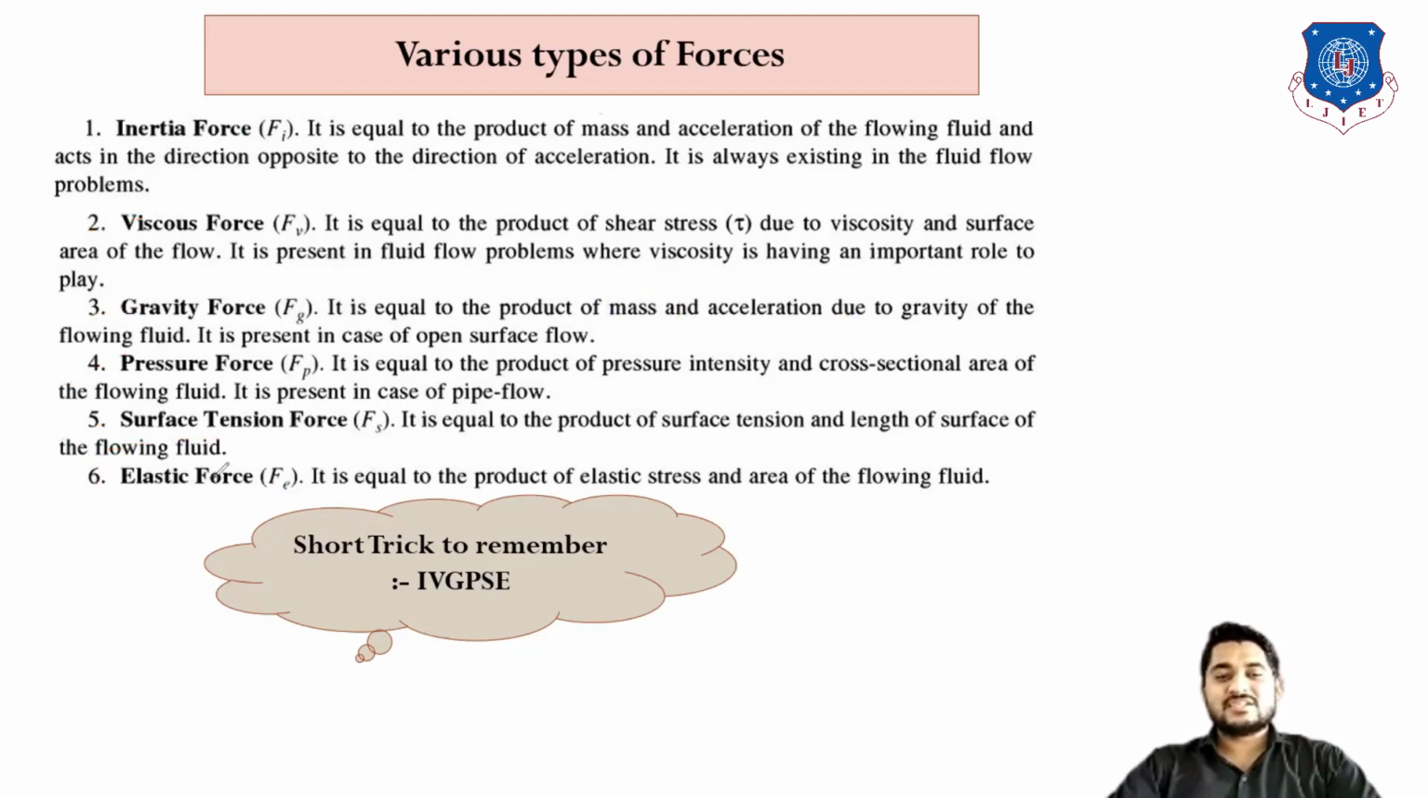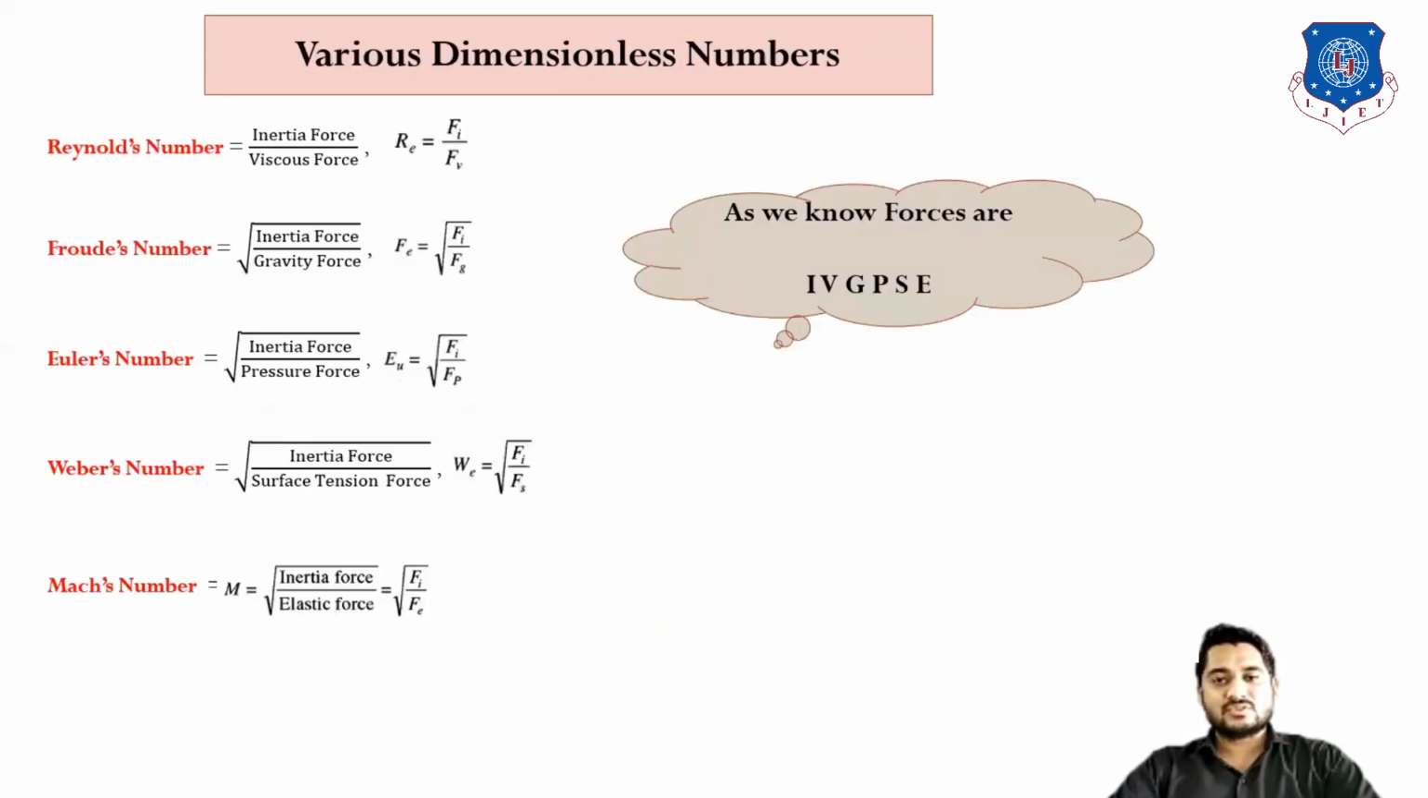For memorizing all these forces in sequence, you simply have to remember this short form: IVGPSE. Remember students, I again repeat, IVGPSE. That means inertia, viscous, gravity, pressure, surface tension and elastic forces. Clear? By this shortcut method, you can easily remember various types of forces.